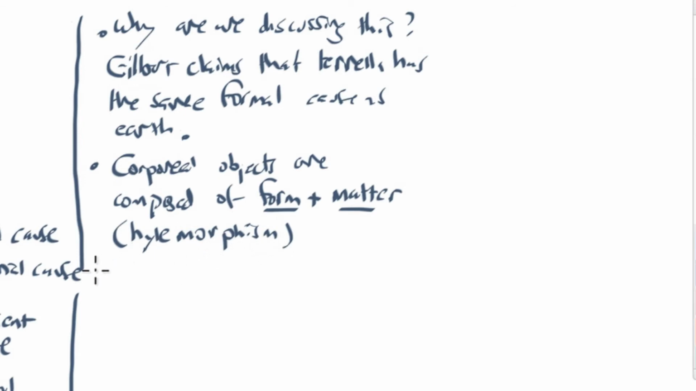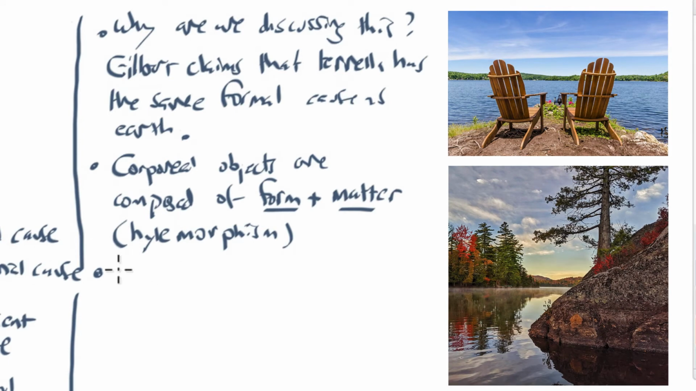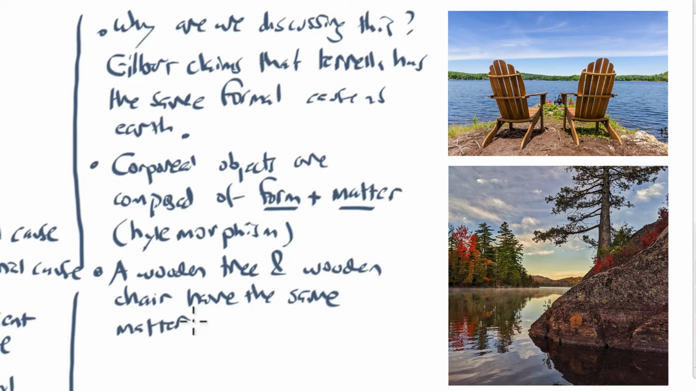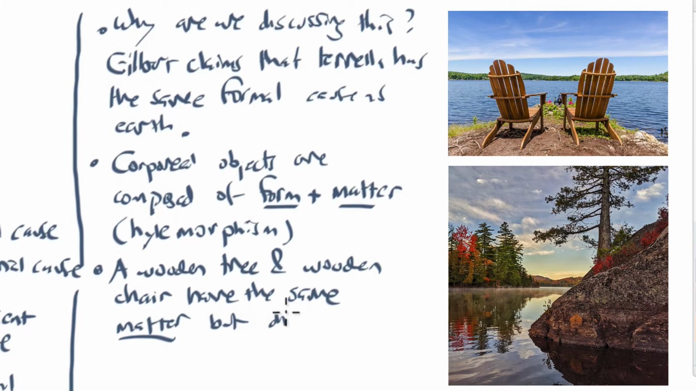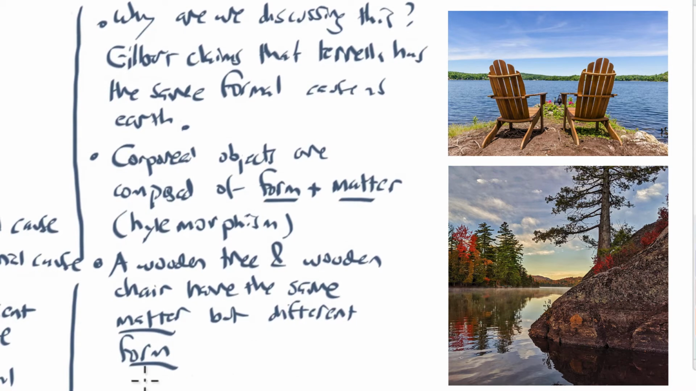And this makes sense. Why do I say that? Because you can't simply describe the matter alone. The matter alone cannot distinguish a wooden chair from a wooden tree. They're both made of wood. They have the same matter, but they have different forms. So a wooden tree and a wooden chair, or a wooden toy, or a wooden boat, they all have the same material cause, matter, but different forms. So those are conceptually different. Matter and form are different concepts.